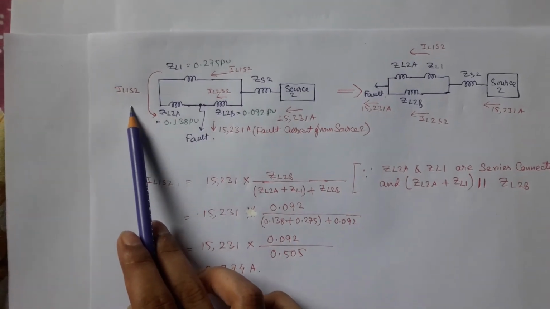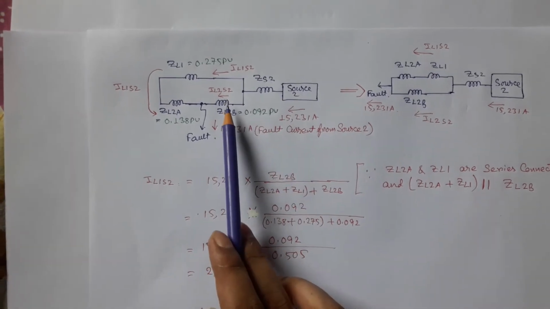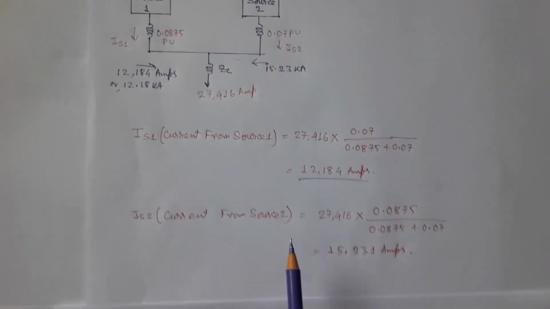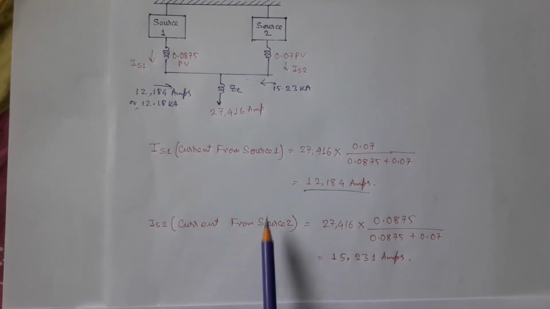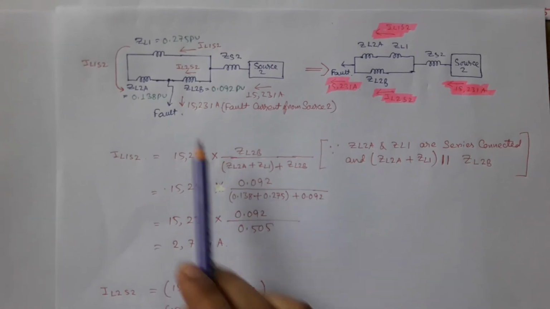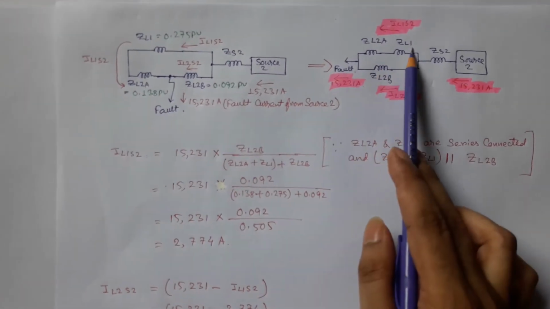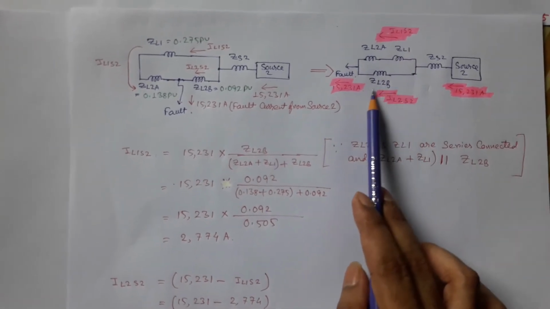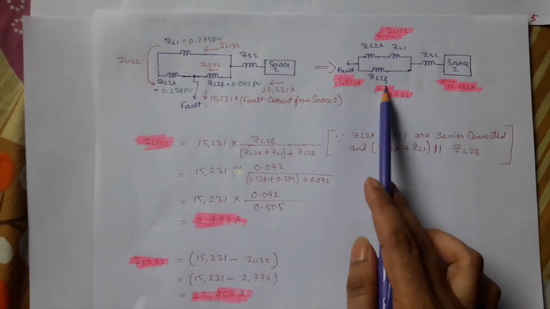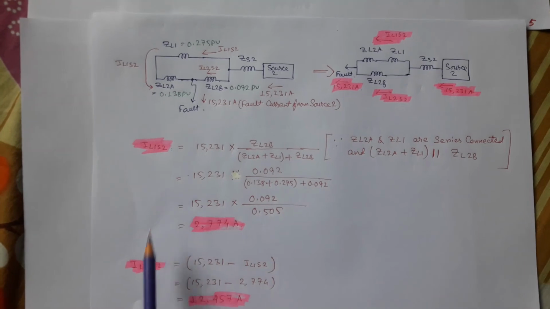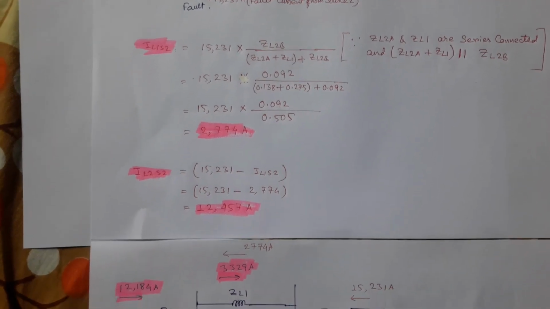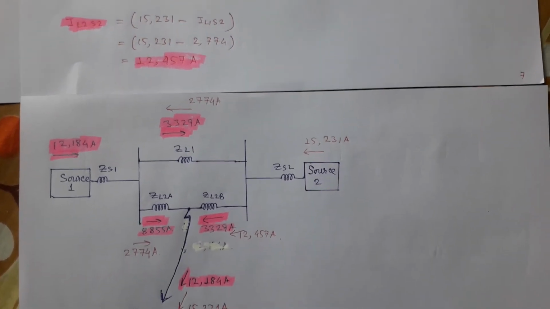Now we will consider source 1 is disconnected and source 2 is connected, and we will calculate value of currents through line sections due to source 2. We have already calculated that current sharing by source 2 for a fault at point F is 15.23 kiloampere. In this case, ZL1 and ZL2A are connected in series, and this series part is in parallel with ZL2B, that means this section. So again, by using current dividing rule, we can easily calculate value of IL1S2 and IL2S2, which are fault current through line sections due to source 2, written by red ink in this diagram.